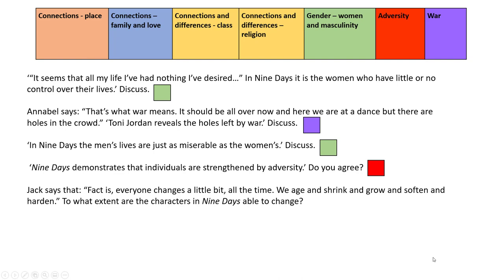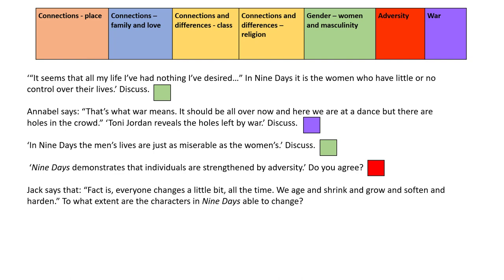The second one, Annabelle says, that's what war means. It should be all over now, and here we are at the dance, but there are holes in the crowd. Tony Jordan reveals the holes left by war, discuss. Clearly, that's about war. That's not a problem. You should find that quite simple. In 9 days, the men's lives are just as miserable as the women's. That's about gender, okay? So it's suggesting that men faced a whole range of limitations and challenges themselves. The fourth one, 9 days demonstrates that individuals are strengthened by adversity. Do you agree? Well, that one's about adversity.